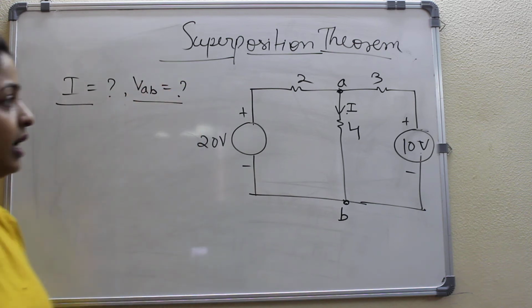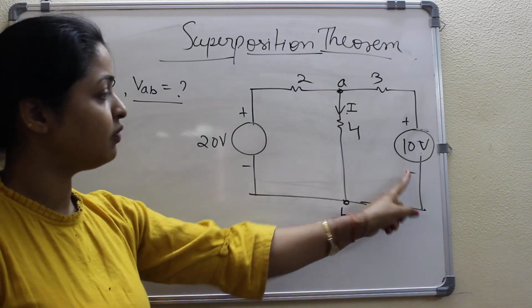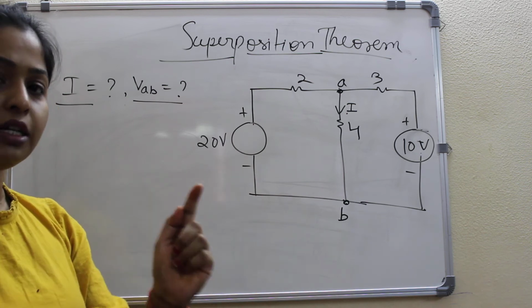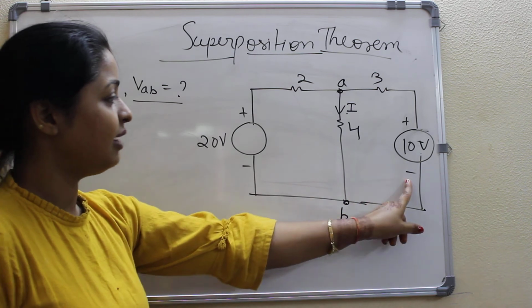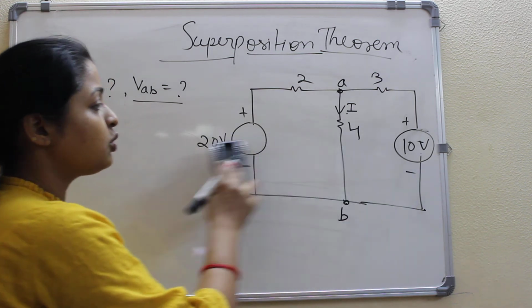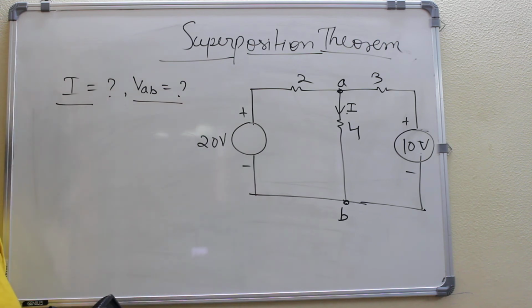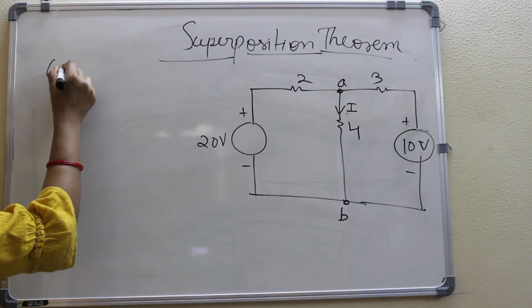It says that this I will be the algebraic summation of the current when each source works individually. At a time, a single source will work. When 20 volt works, 10 volt must be 0. When 10 volt works, 20 volt must be 0. So the number of energy sources will give us the number of cases, number of circuits. So here I am having 2 energy sources. There will be 2 cases.